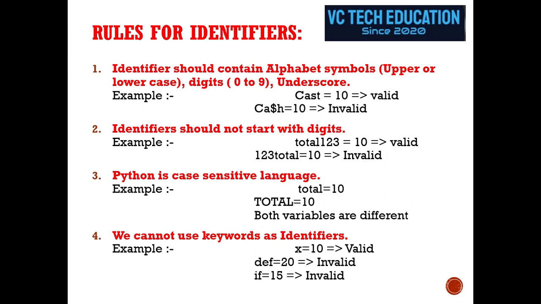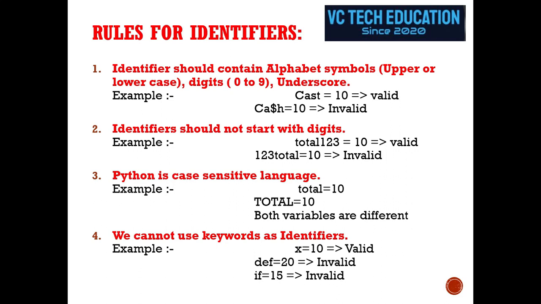Here there is a special symbol known as hash in cache, so it is invalid. An identifier should not start with digits. Here, the second example, 123total = 10, is invalid because it started with a digit. Python is a case sensitive language, so total in small letters equal to 10 and Total in capital letters equal to 10, both variables are different, they are not equal.